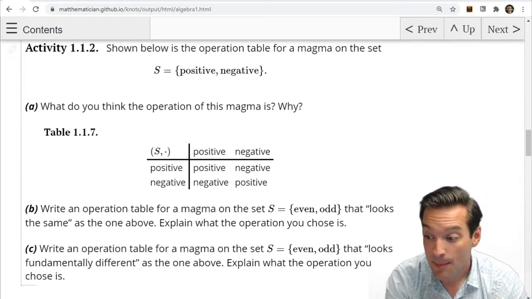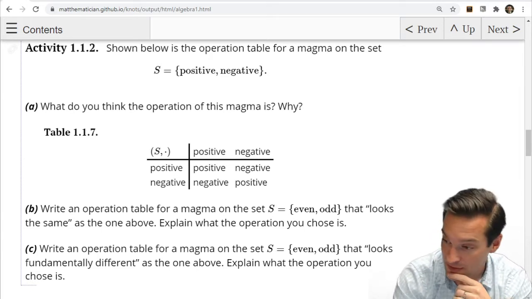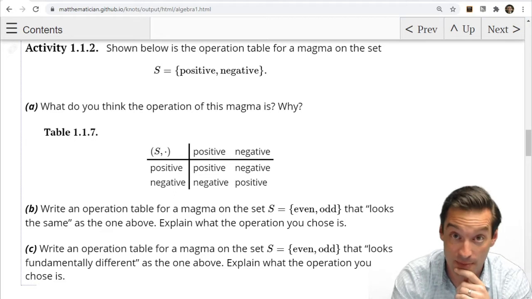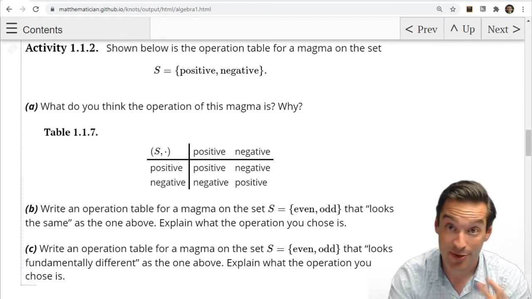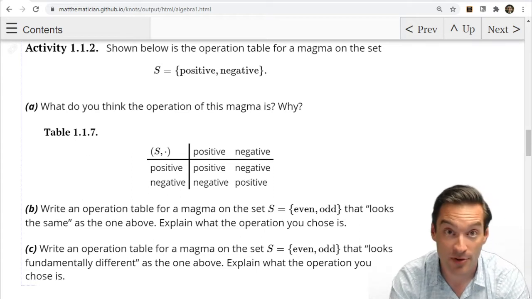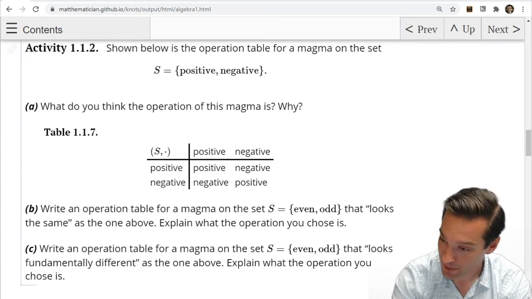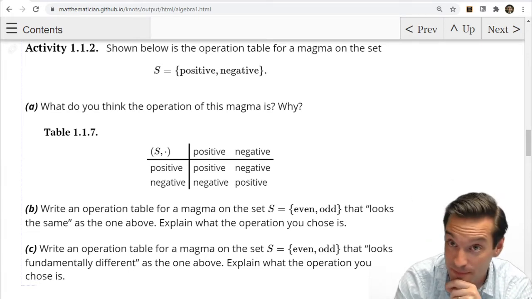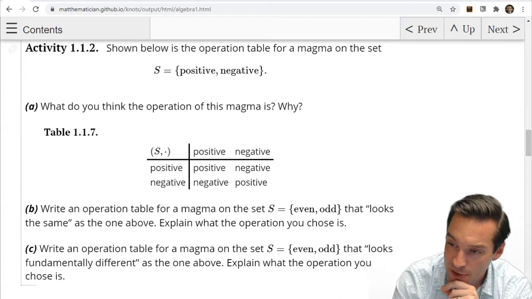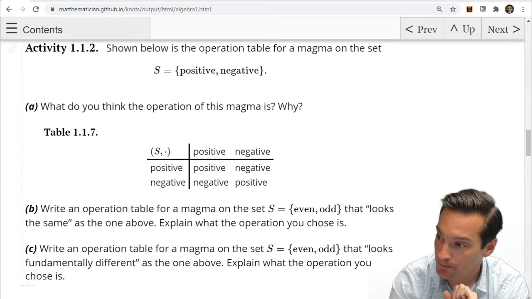Write a different operation table for a magma on the set even, odd. So it's now different elements in my magma, but it still has just two elements. Write an operation table that looks exactly the same in some way as the one that we start with. And then do it again, but write an operation table for the same set, but one that looks different from the example above. Right? Does everybody understand kind of what I'm asking there enough for us to get into our rooms and try it?